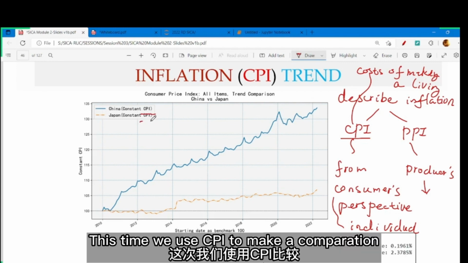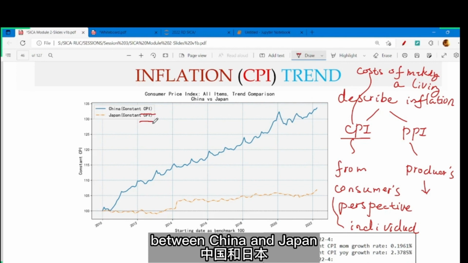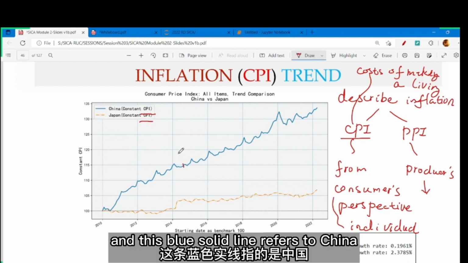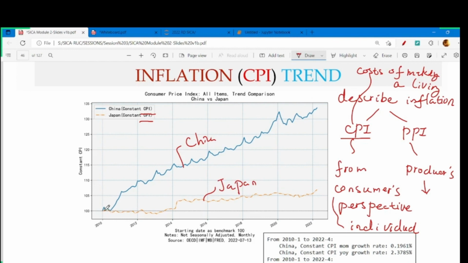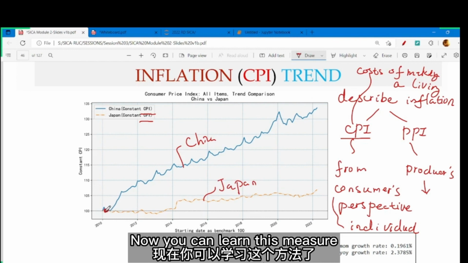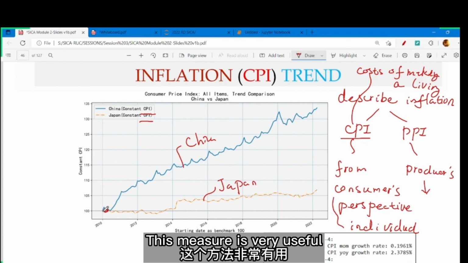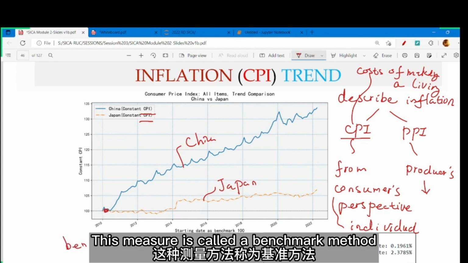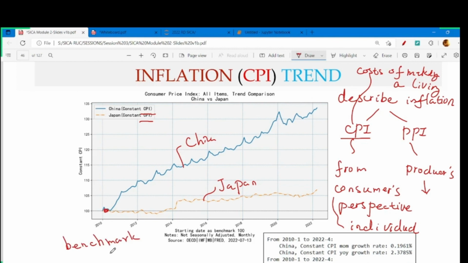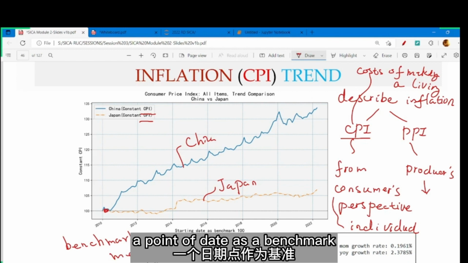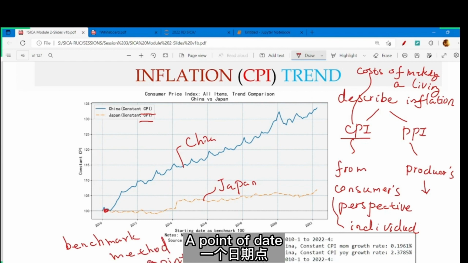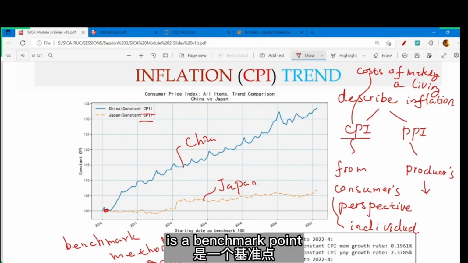This time, we use CPI to make a comparison between China and Japan. And this blue solid line refers to China, and this one refers to Japan. We use a special measure now. You can learn this measure. This measure is very useful. This measure is called a benchmark measure. A benchmark measure, usually we set a point of date as a benchmark point.